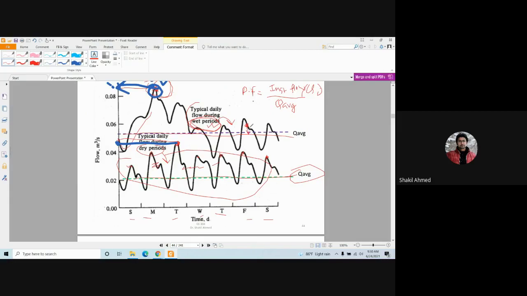if the peaking factor here is 1.2 and the Q average here is 5, then what will Q I be? This value. This is the Q I, right? So Q I will be peaking factor multiplied by what? Q average, am I right? Yes, sir. Q average 5 into peaking factor 1.2. So 1.2 into 5 will be the Q I. And this is above the average, right?